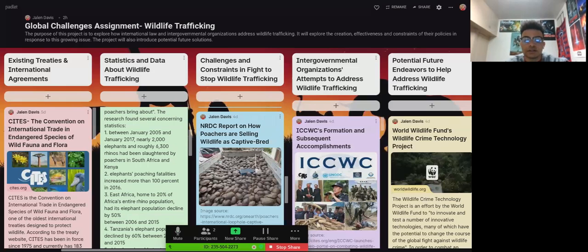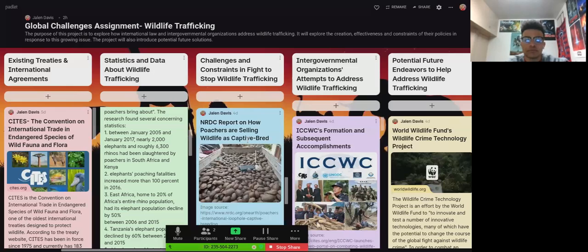The next section I included was about how poachers are selling wildlife as captive bred. Essentially, they're mislabeling on purpose because under certain treaties, you can internationally trade wildlife if it's captive bred, but you can't trade wildlife if it's found in nature.